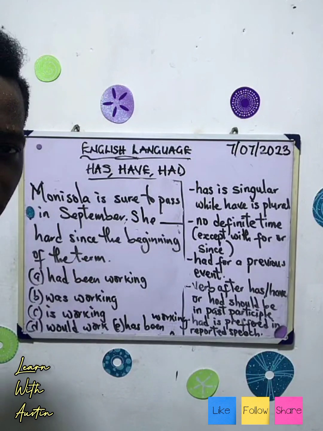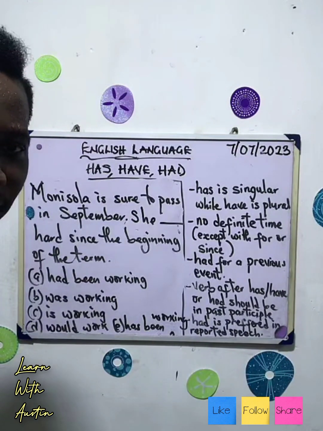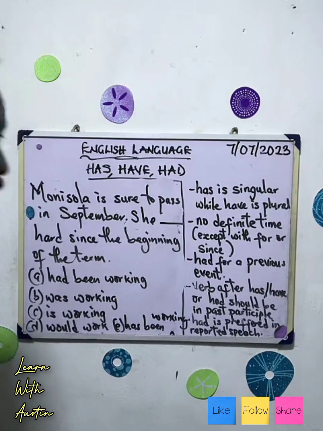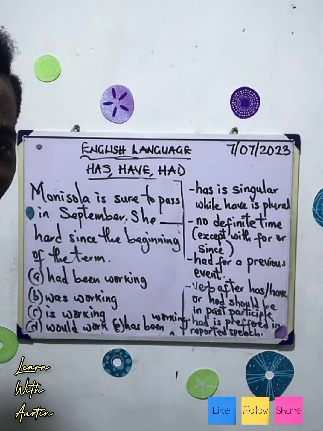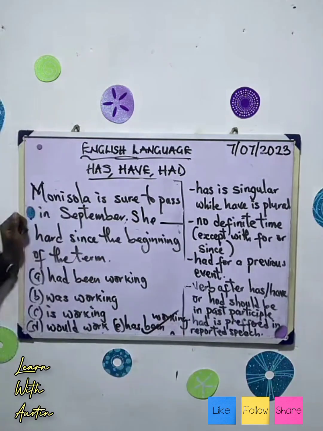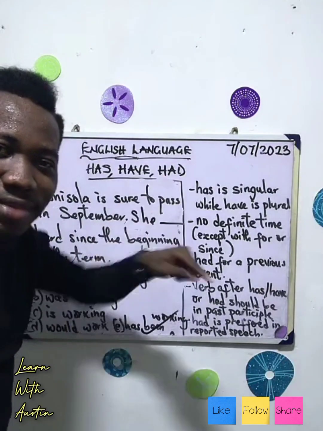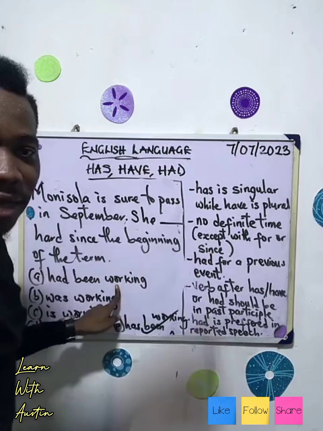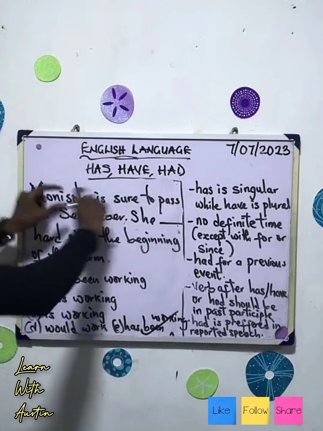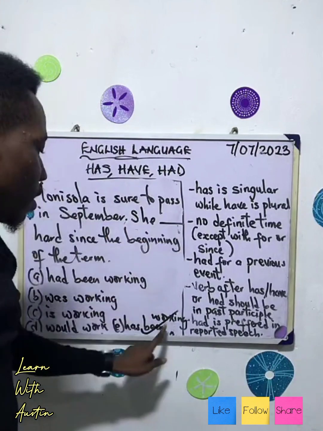Monishola is sure to pass in September. She has worked hard since the beginning of the term. She had been working hard, she was working hard, she is working hard, she would work, she has been working hard since the beginning of the term. The correct answer is E. Not A. You use had when you have a past action, a previous action before a past action. So the only action here or event is this, been working. This one is just a statement, not an action. She's sure to pass, like now. So what happened in the past? She has been working.